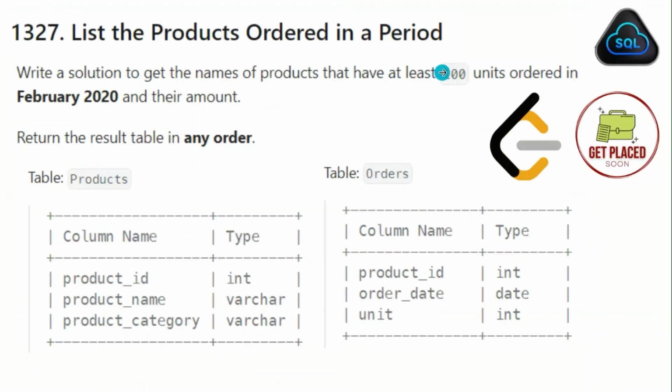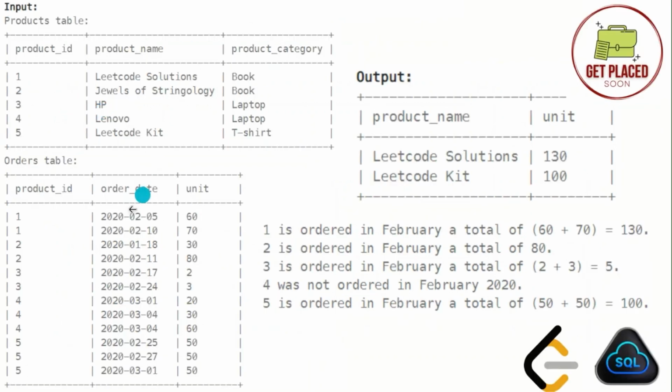Now, what are the two conditions? At least 100 units in the month of February and in the year of 2020. So, first product ID in the month of February 2020, we have two entries, 60 plus 70. So, total 130 units. So, this is greater than 100. So, product ID 1, we can put it in the output. So what is the name of product ID 1? Leetcode Solutions. So Leetcode Solutions with 130 units.